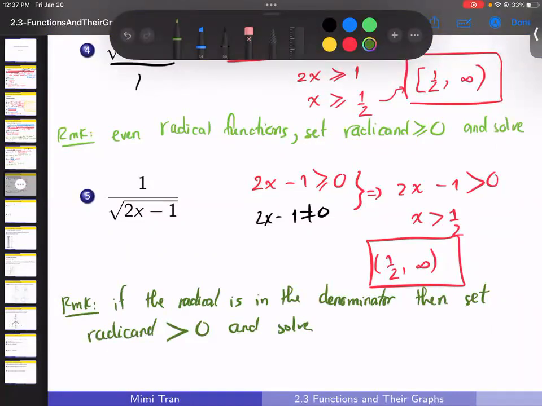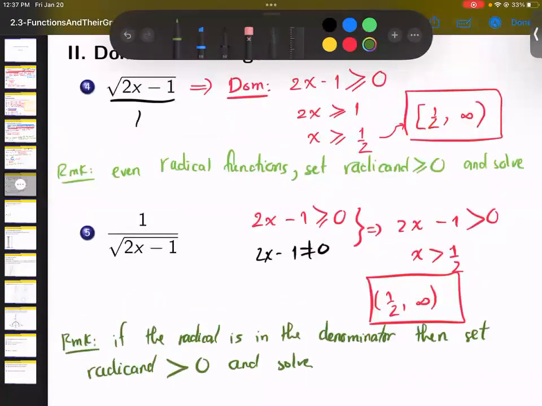Professor, to clarify, if the radicand had been in the numerator, then it's still the same equal sign? Yes, yes. Okay.